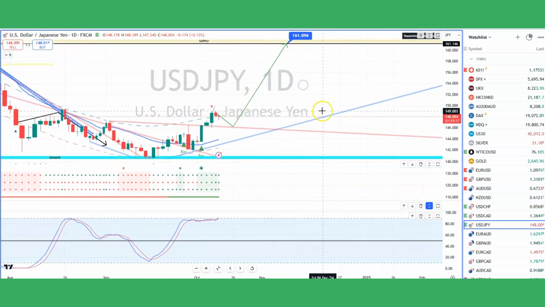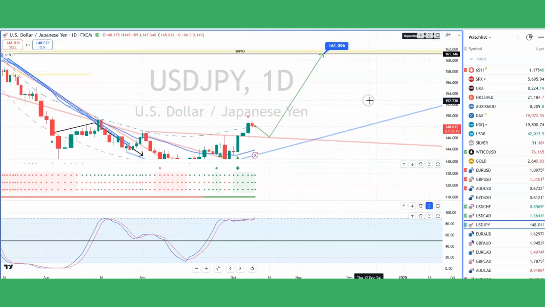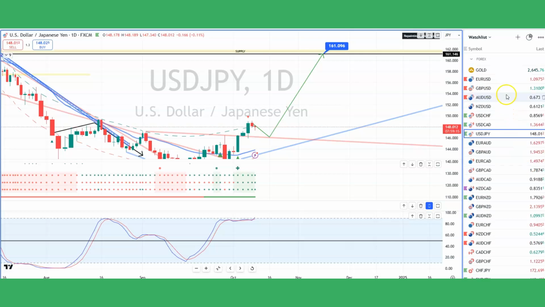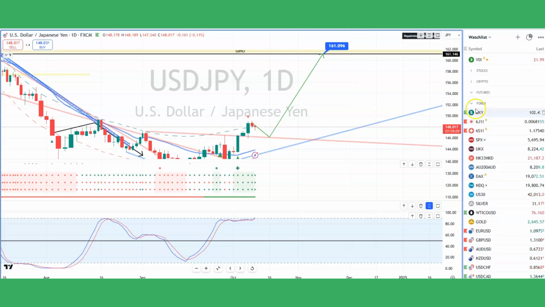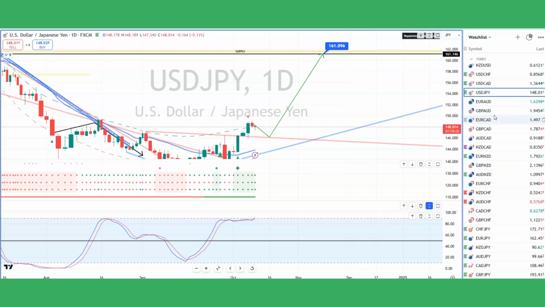Now, in terms of the US yen, I do expect this to go up, but a pullback is highly likely into maybe this support area at 146 and then start heading for 161. Very nice move coming up indeed. For those who don't know, my trends are indicated on the right by green or red flags. None of the rest are trending, so I'm not interested in them.